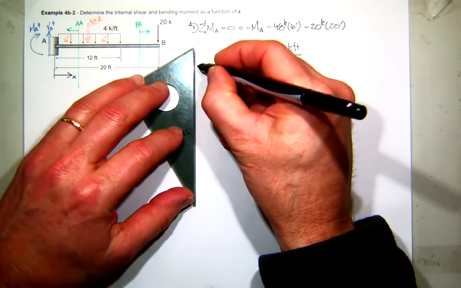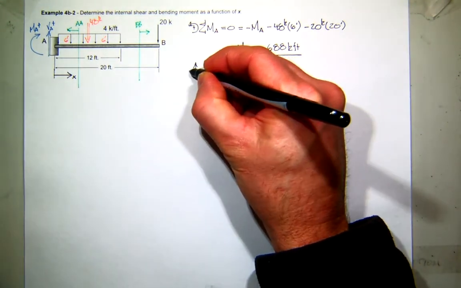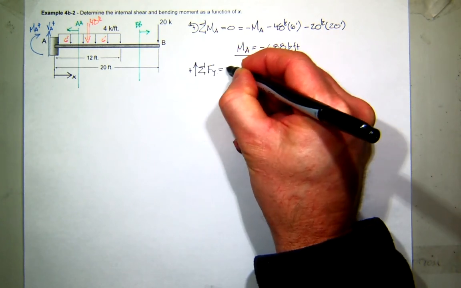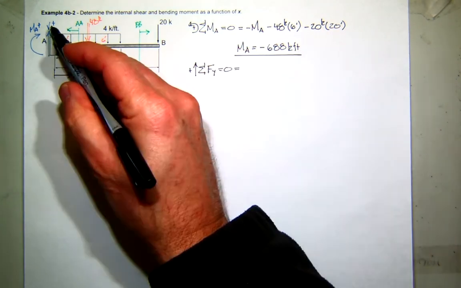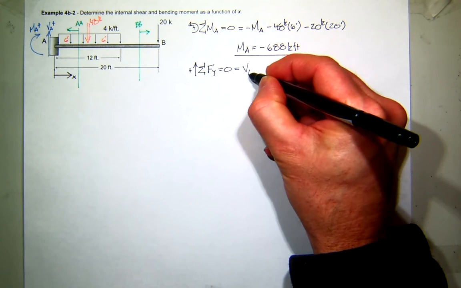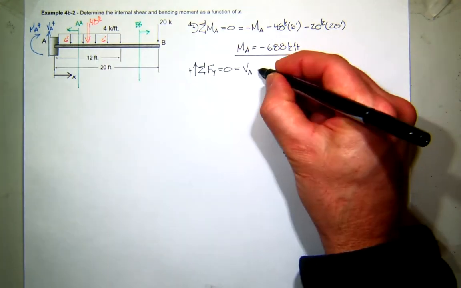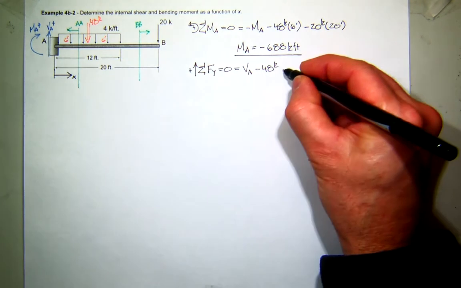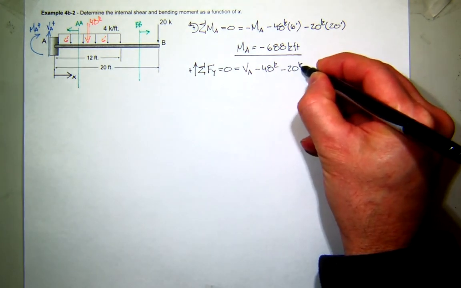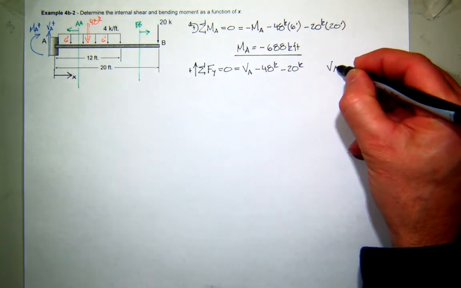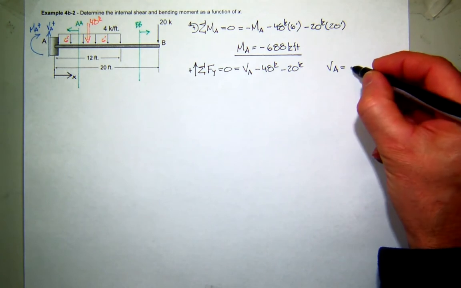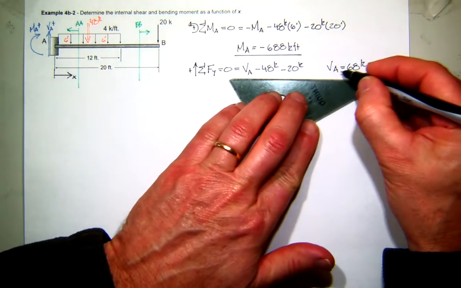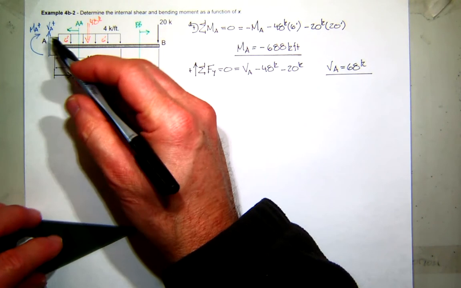Let's finish and get my shear force. So I sum forces in the y direction. My shear force is up, positive. My 48 is down, and the 20 is down. So it looks like the shear at A is 68. So I have everything I need here on the left side.